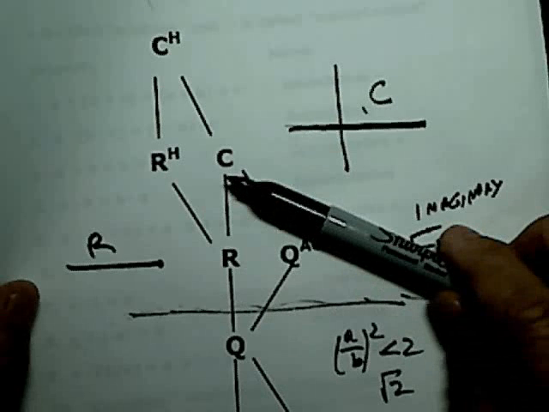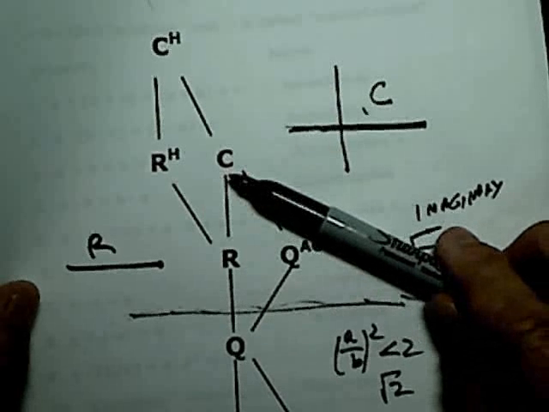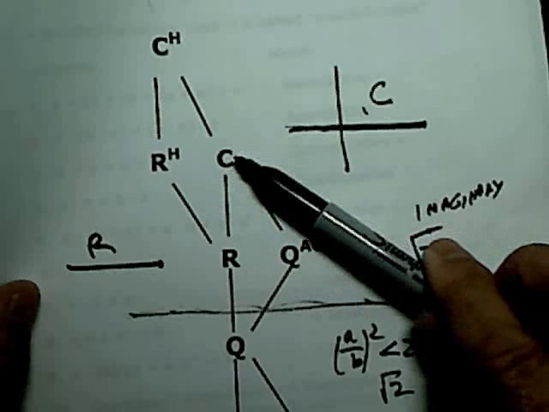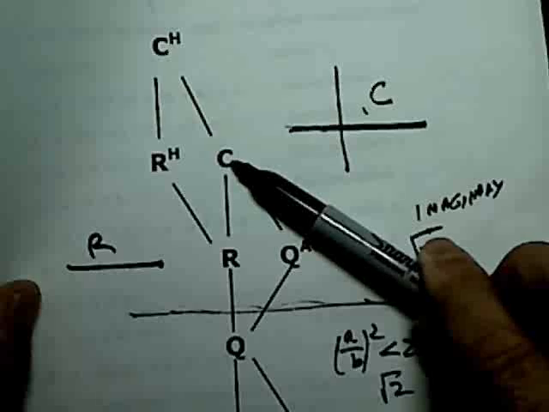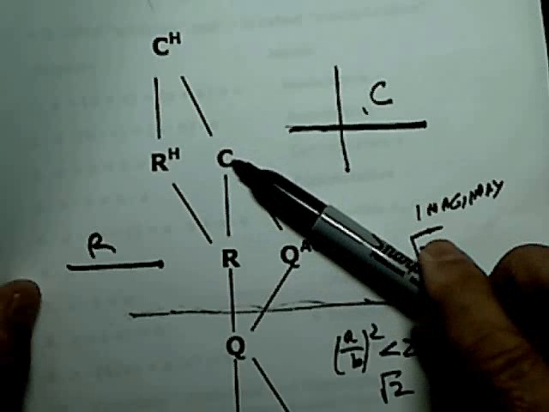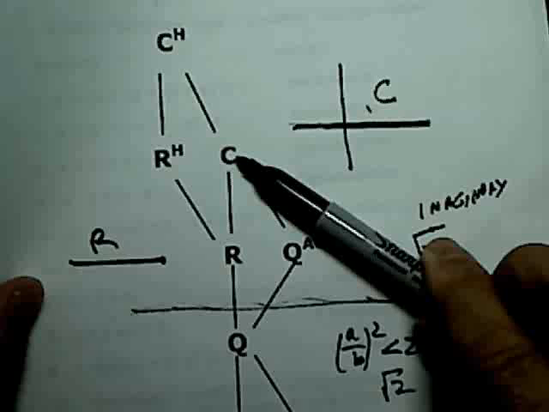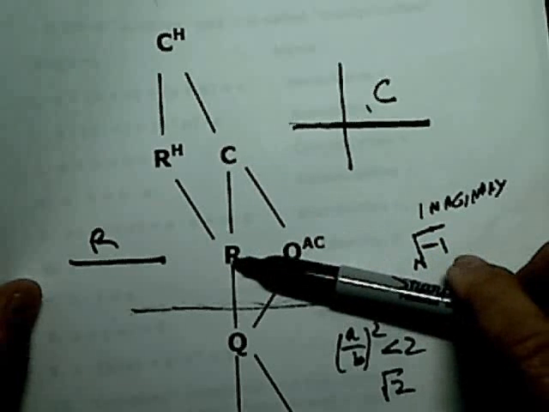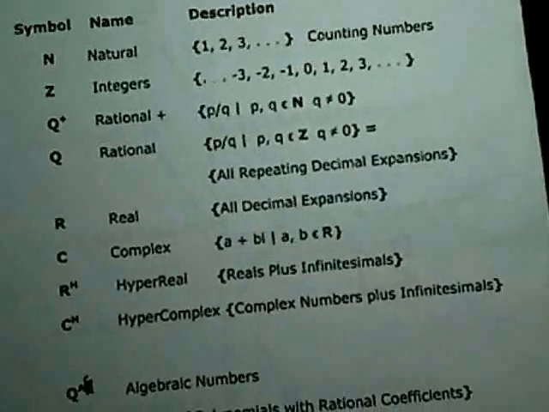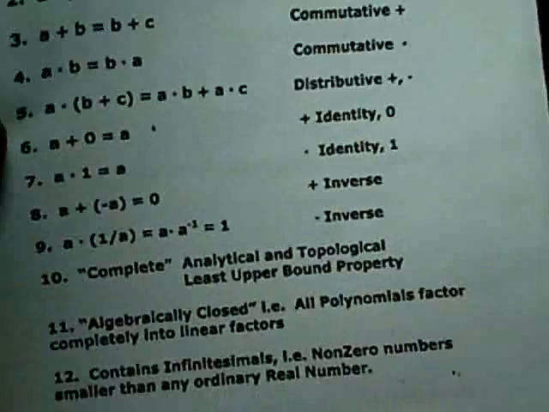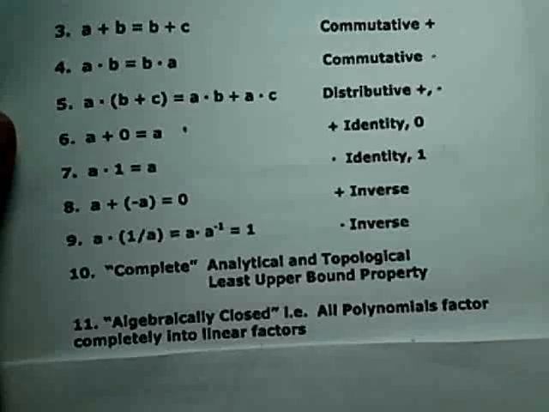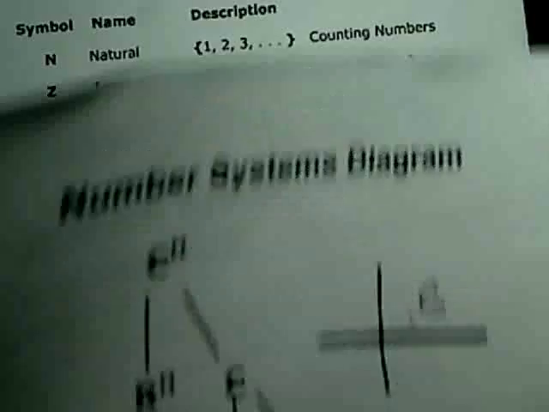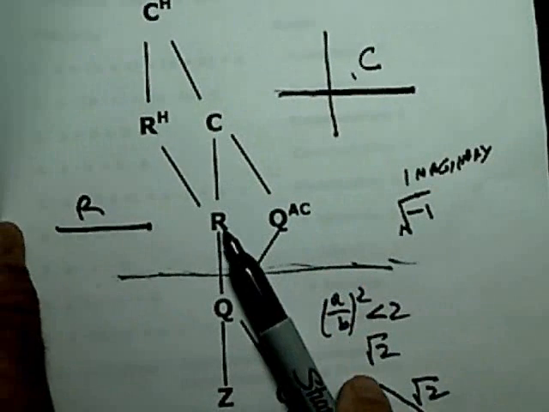Now it turns out that the complex number system has another property that the real number system does not have, and that is what is called algebraically closed. Any polynomial with complex coefficients can be factored into linear factors, whereas you cannot make that statement for real numbers. So property number 11, algebraically closed. All polynomials factor completely into linear factors. That is something that's true of complex numbers. It's not true of real numbers.